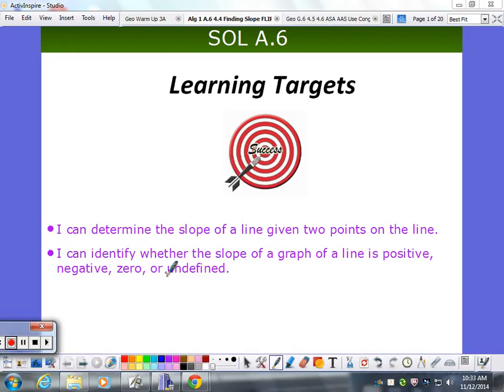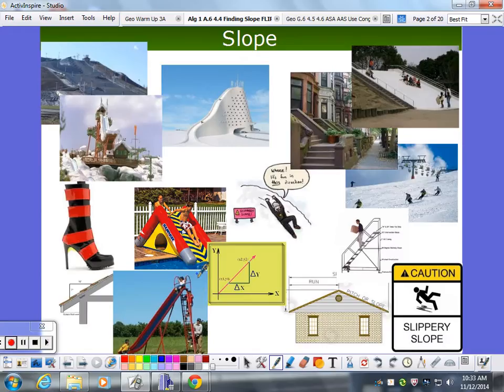Okay, so our goals here are to learn what slope is, how to find it, and how to identify different kinds of slopes if you're looking at them. I like my little collage here, examples of slopes in the real world, right? We have ski slopes. Is that what they're called? Ski slopes? Yeah. Here's one. Yes. Here's another one.